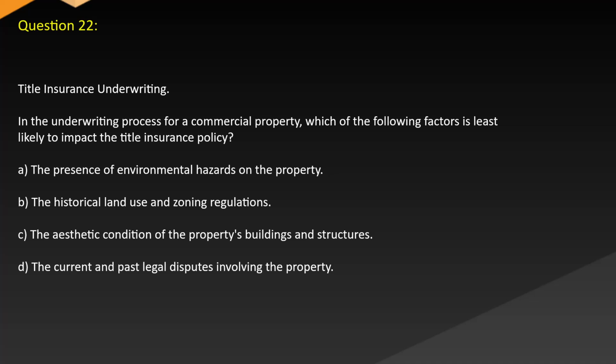Question 22. Title insurance underwriting. In the underwriting process for a commercial property, which of the following factors is least likely to impact the title insurance policy? A. The presence of environmental hazards on the property. B. The historical land use and zoning regulations. C. The aesthetic condition of the property's buildings and structures. D. The current and past legal disputes involving the property.